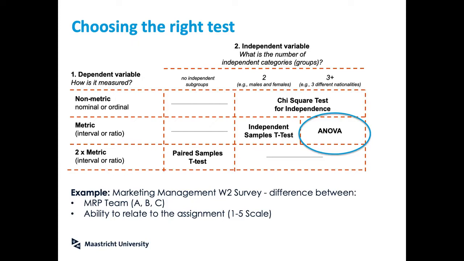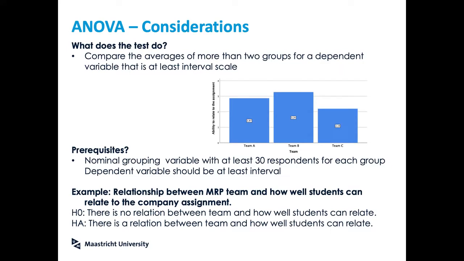For instance, if we consider the data from the Marketing Management Week 2 survey, we could compare the different MRP teams, 3 independent groups, in terms of their ability to relate to the MRP assignment as measured on a 1 to 5 scale. What the ANOVA test allows us to do is to test whether the averages of these 3 groups are statistically different from one another in terms of their ability to relate to the assignment.